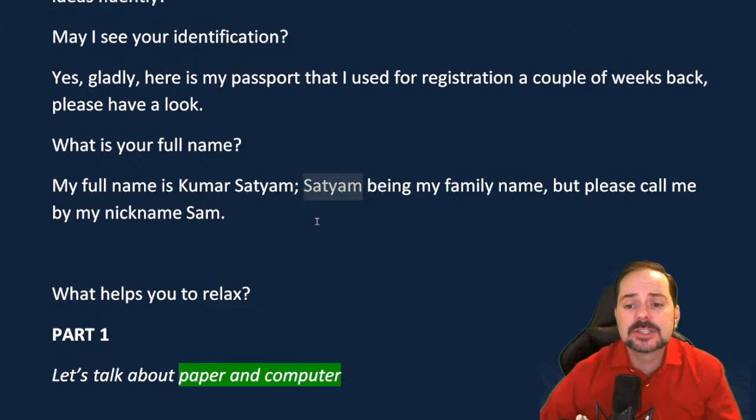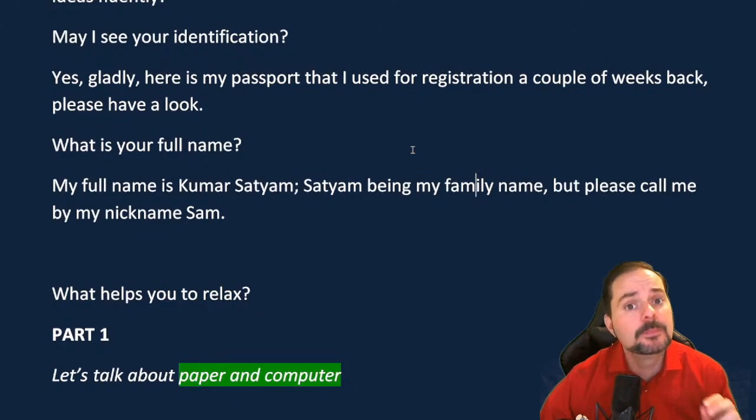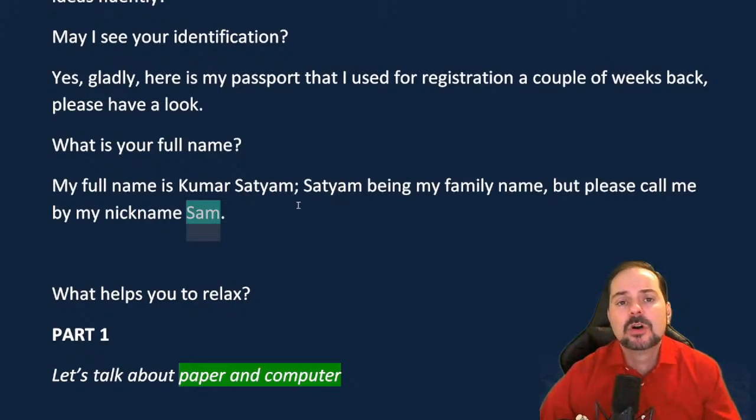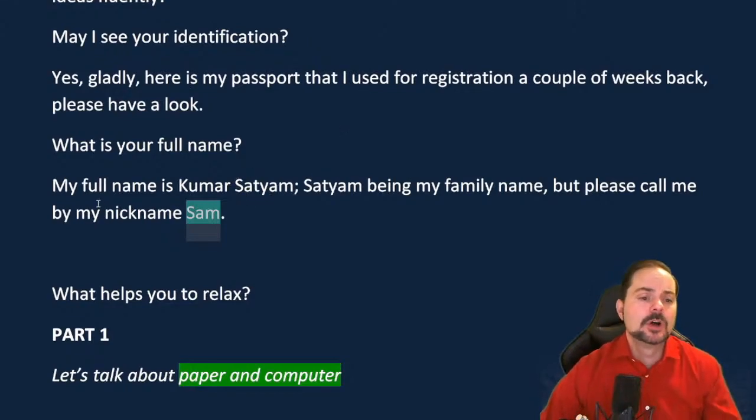In this case, just a simple extra phrase here, Satyam being my family name. Automatically I know, okay, Kumar is your given name. You're keeping it short, but you're keeping it as a full sentence. Now, Sam really does not have any relation to the name Kumar or Satyam. I can kind of see a similar sound in Satyam and Sam, but to me that's definitely a nickname, okay? So if you would like to be called by a nickname, then make it clear for the examiner that here you're going with a nickname, so a name that you picked up for some reason and you feel comfortable with that name, okay?